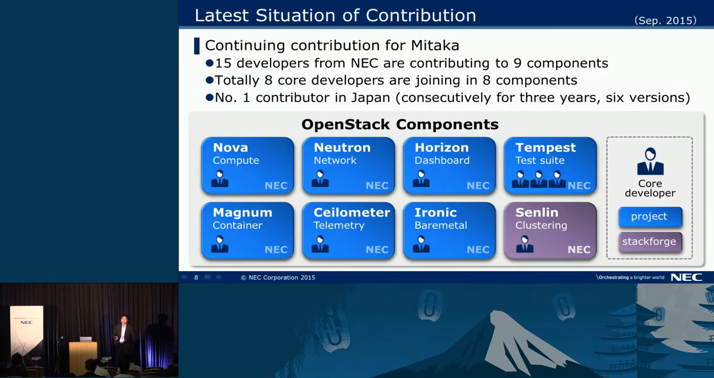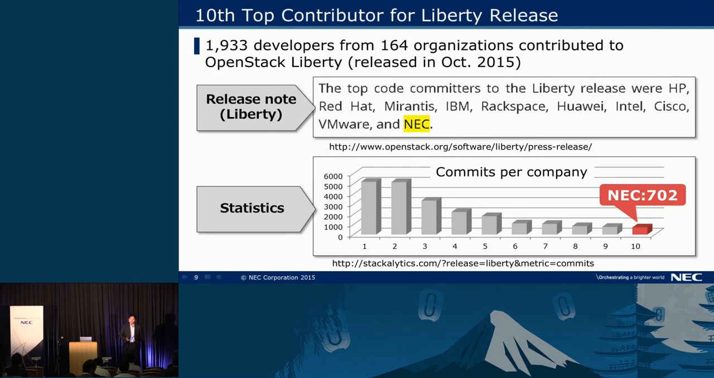This is the latest situation of our contribution. Right now, we are contributing to the next version after Mitaka. We have 15 developers, and we are contributing to 9 components. And we have 8 core developers for 8 components. NEC is the number one contributor in Japan. This is our Liberty situation. NEC is the 10th top contributor.